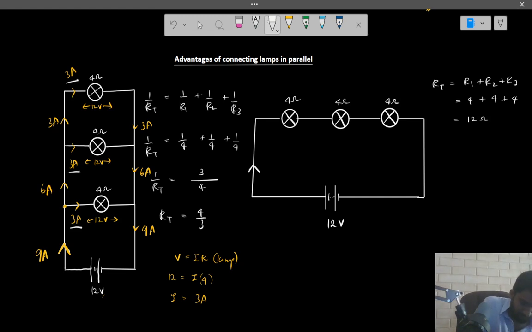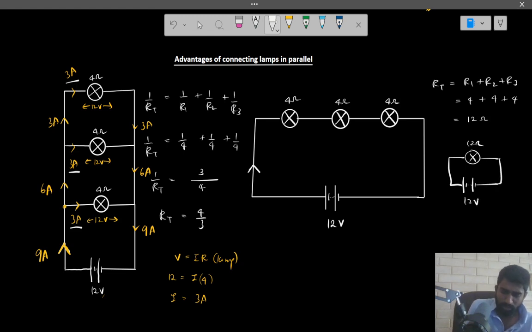Current is 3 amperes. If you consider the circuit here and apply V equals IR, you can simplify these 3 resistors into one single resistor. It means you can get a circuit like this, right? One single resistor, which is 12 ohms, and here you have the battery, which is 12 volts. So here also 12 volts potential difference, since they are in parallel. So you can apply V equals IR and get the current.